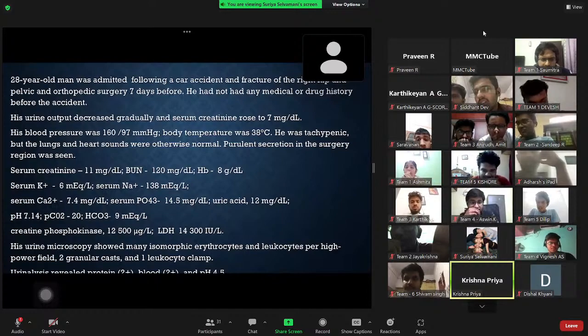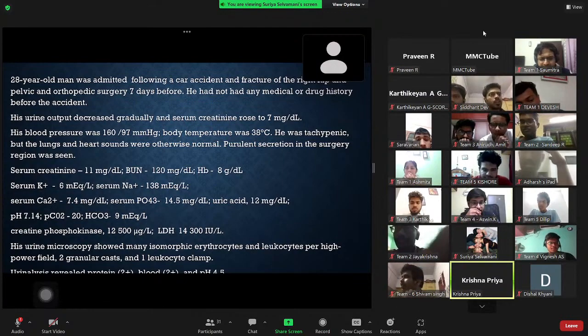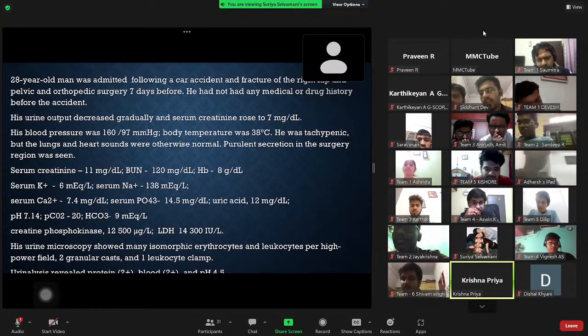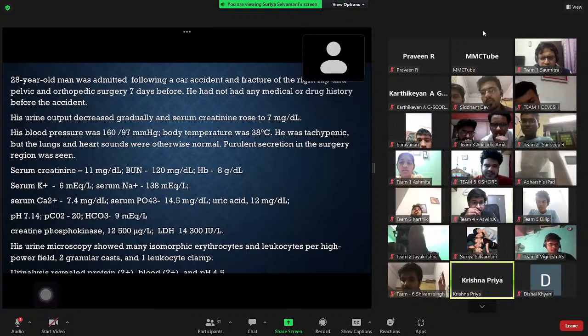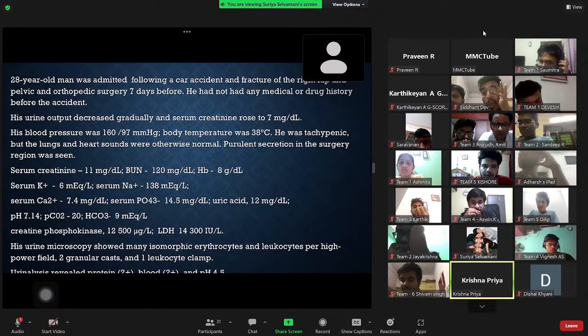His blood pressure and temperature are given. He was tachypneic, but the lungs and heart sounds were otherwise normal. Urine secretion in the surgery region was seen. Serum creatinine, blood urea nitrogen levels, and all the laboratory reports are given. His urine microscopy showed isomorphic erythrocytes and leukocytes per high-power field, 2 granular casts and leukocyte clumps. Urine analysis revealed proteinuria and hematuria and a pH of 4.5. Next slide, please.